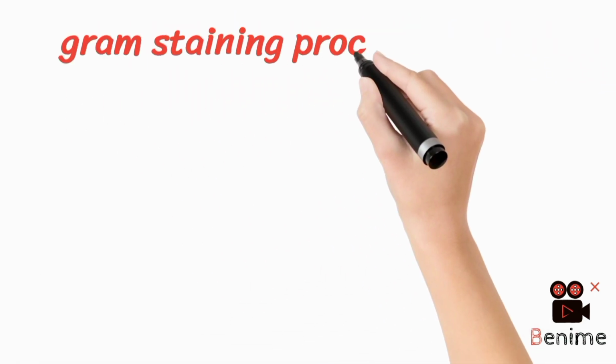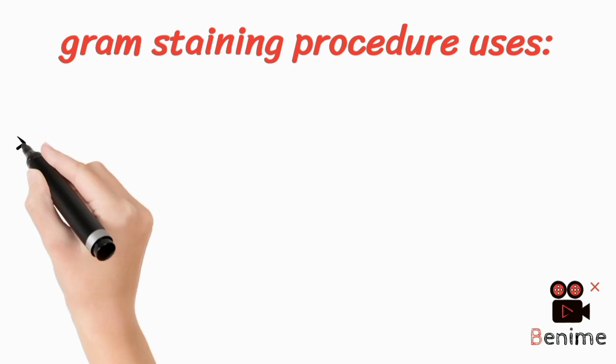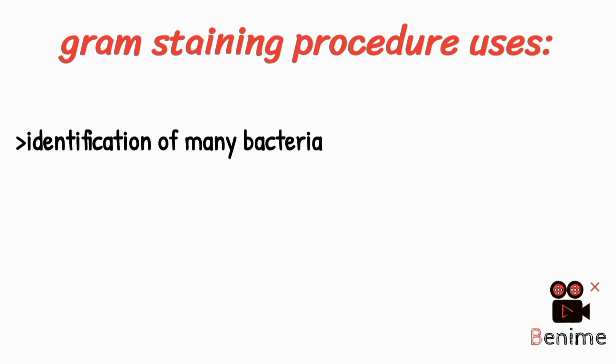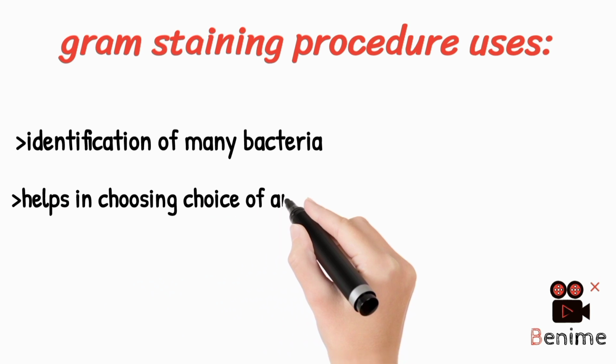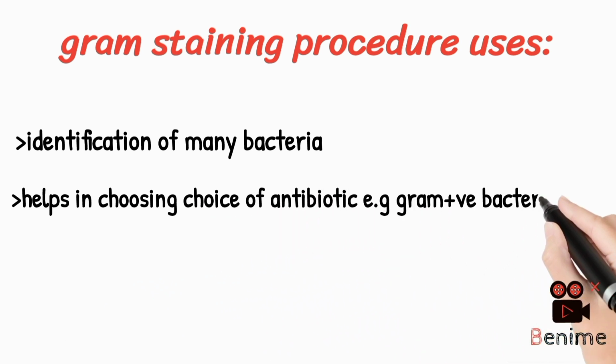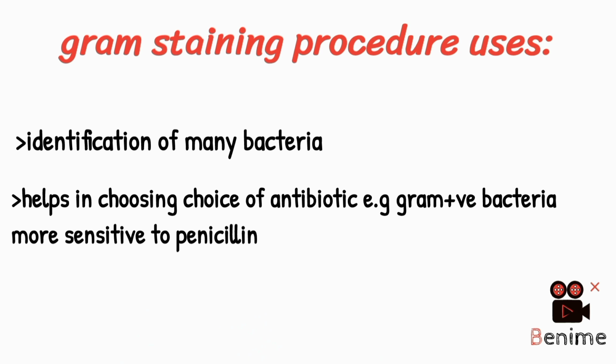Advantages of the gram staining procedure include identification of many bacteria, because it will divide the bacteria into gram-positive and gram-negative. So a large number of bacteria come under these categories. And secondly, it can help in choosing the antibiotic, because gram-positive are more sensitive to penicillin. So this is how it helps in choosing the antibiotic also.